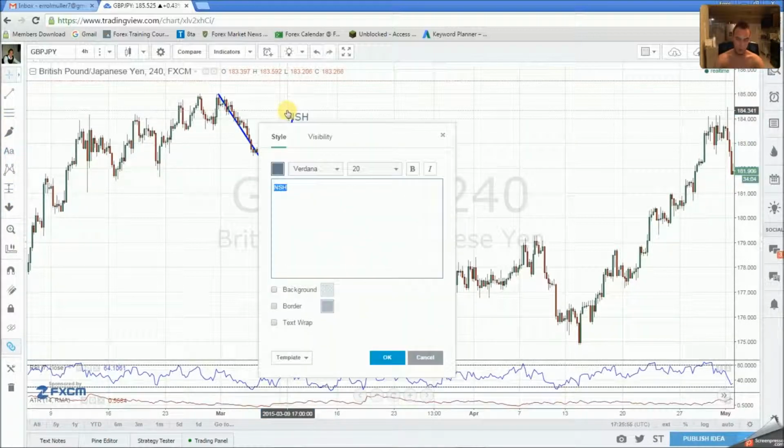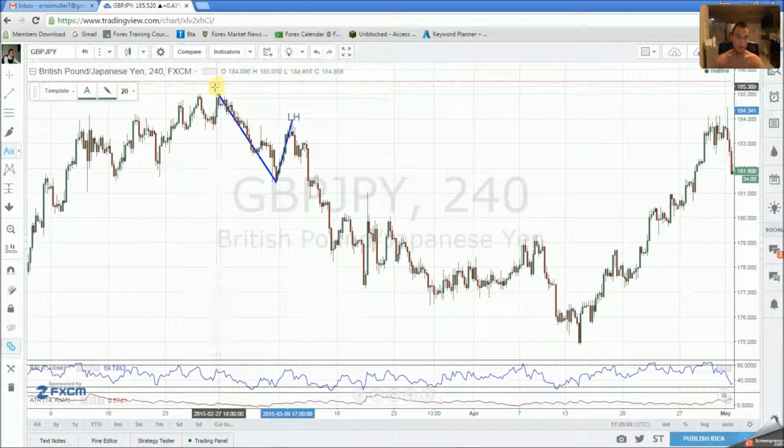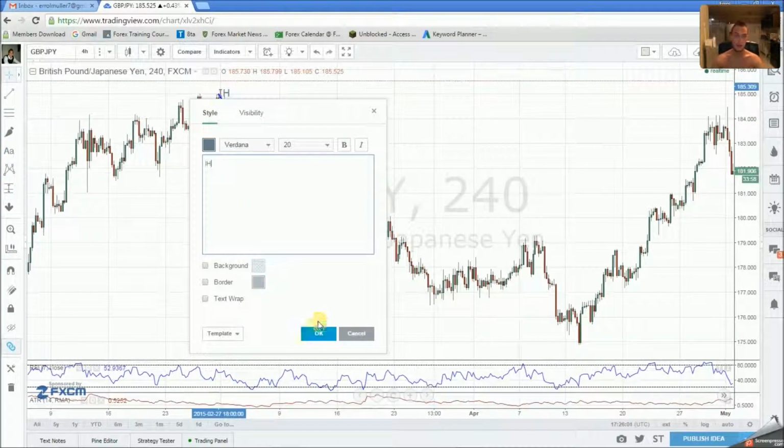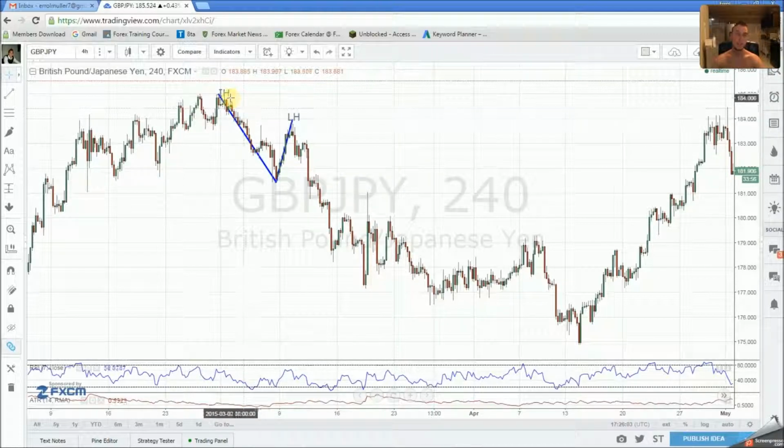Why do we call it a lower high? LH. This is our initial high. Why do we call it LH? Because initial high, managed to get a retracement, lower high. Why? Because this high here, this retracement that we got here, this high is lower than our initial high. That's why we call it a lower high.